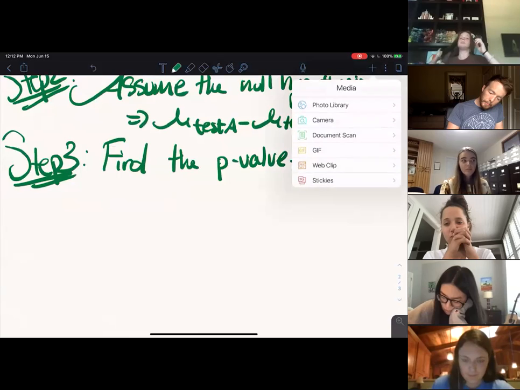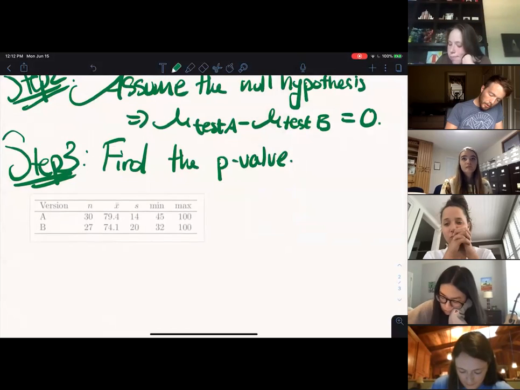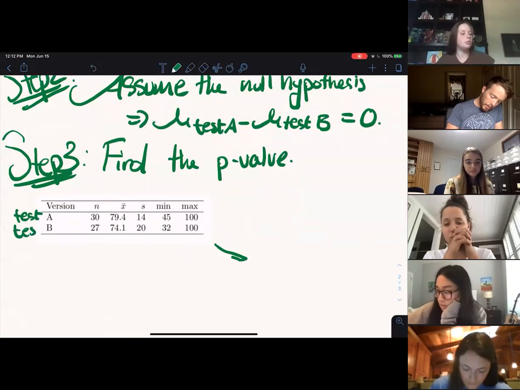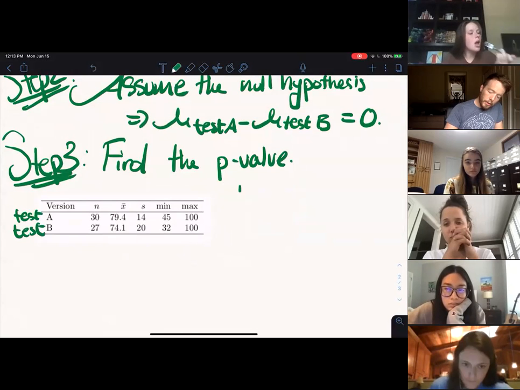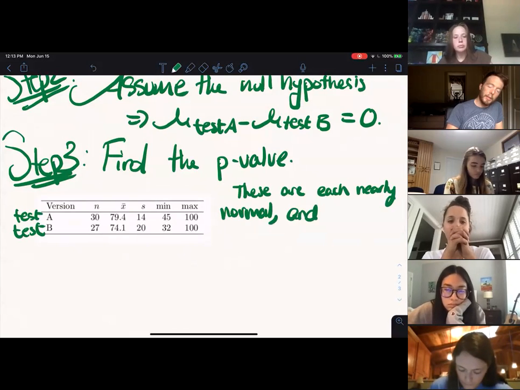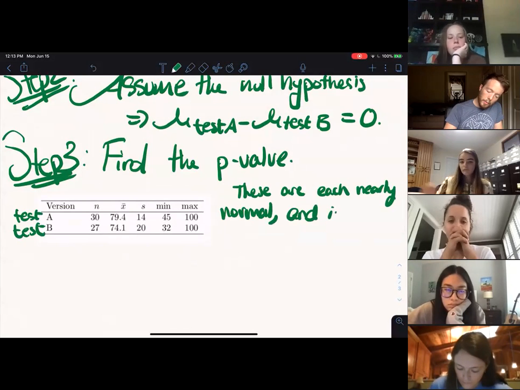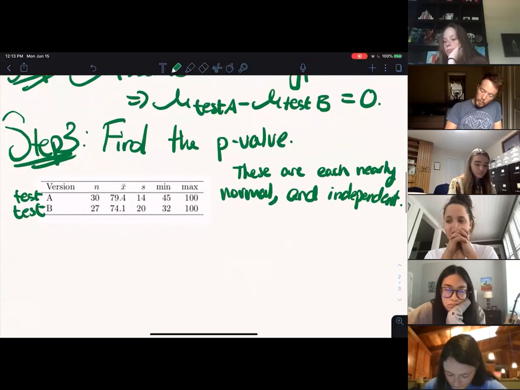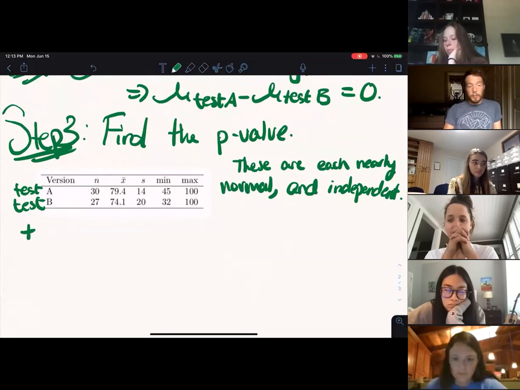So let's take a look at our data. Here's a summary of it. We have test A here and test B here. And you can't really see it, but I'm going to tell you these are each nearly normal. And I'm going to say there was a simple random sample, so they are independent. All right? So we want to see if our conditions for inference are met, right?